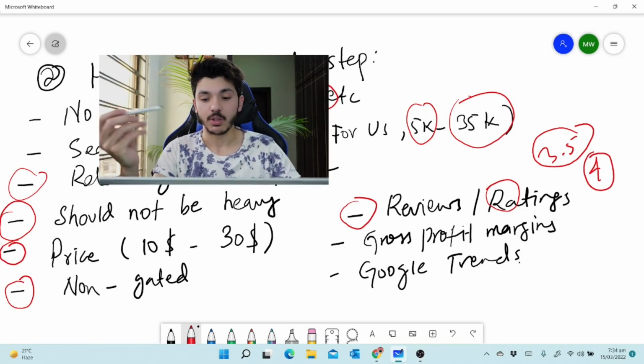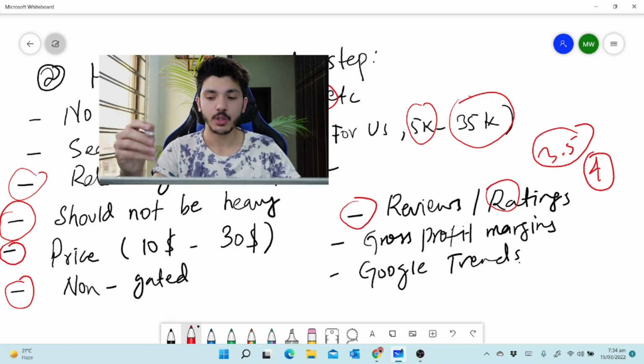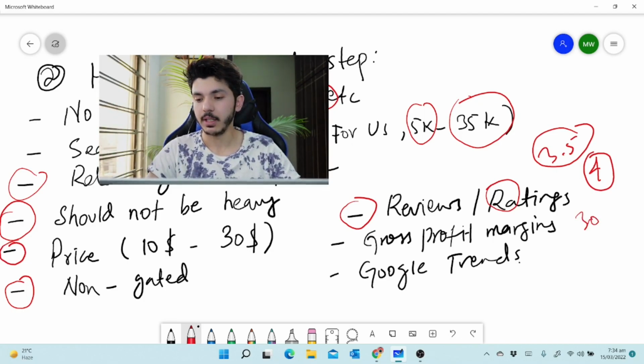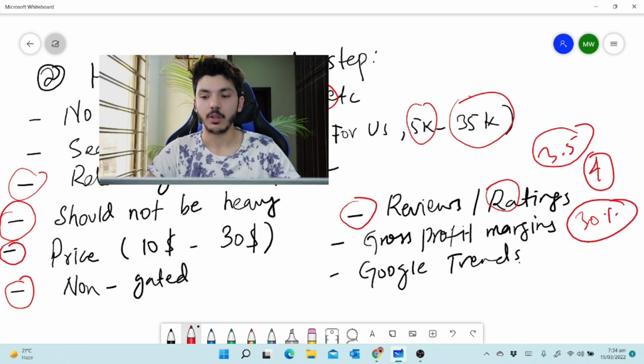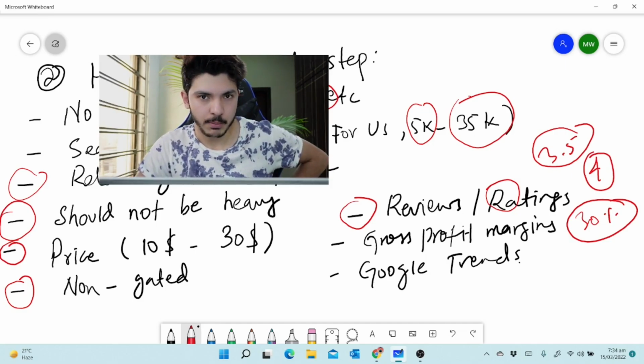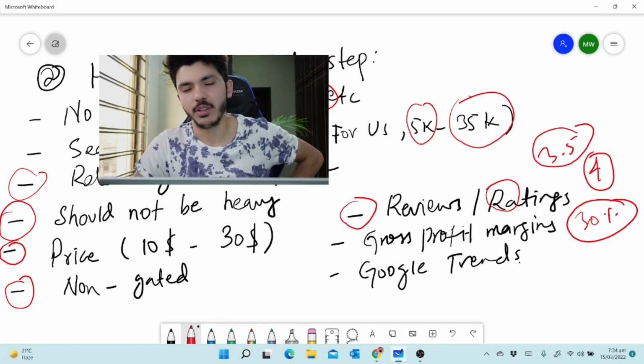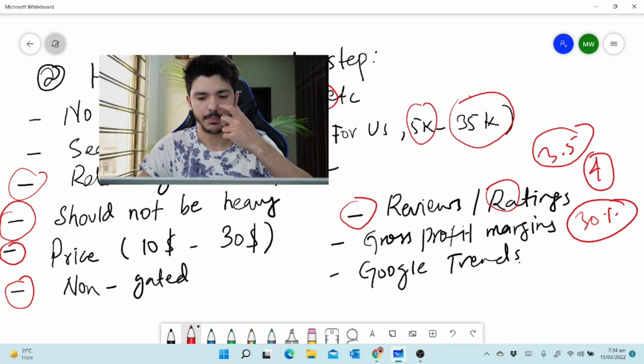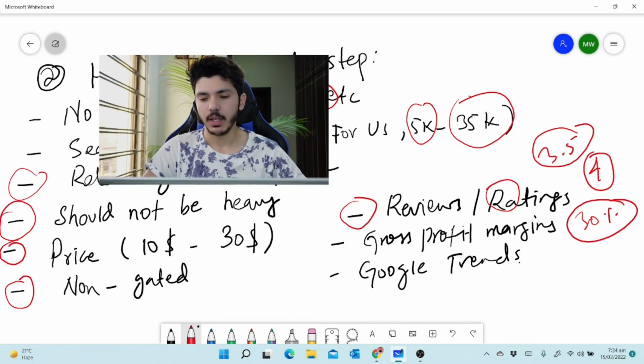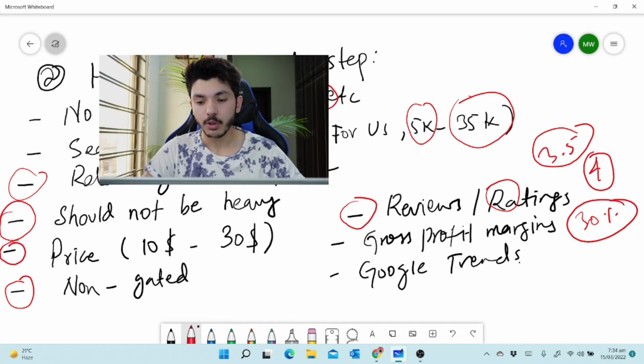So the next step is the gross profit margin. I would recommend that any product you select should have a minimum 30% gross profit margin. You can calculate that through the Amazon FBA calculator, which you can find on the Amazon website as well, or you can just Google Amazon FBA calculator, where you can put in all the product costs and everything, and you can find profit margins, and that will be your gross profit margin.